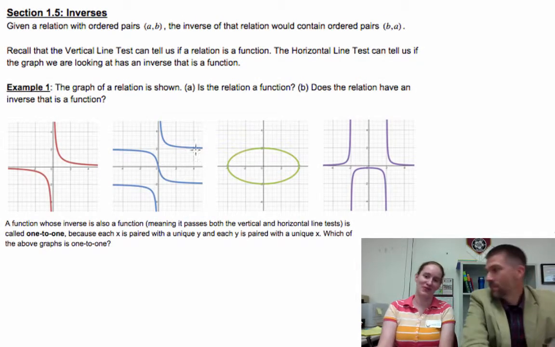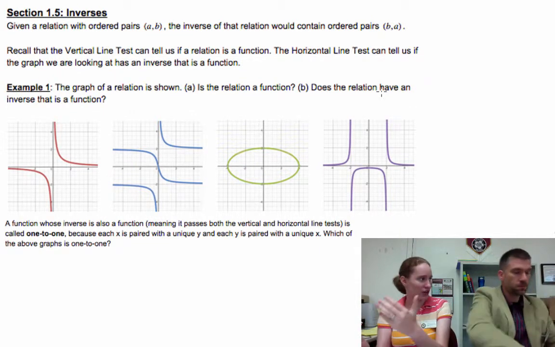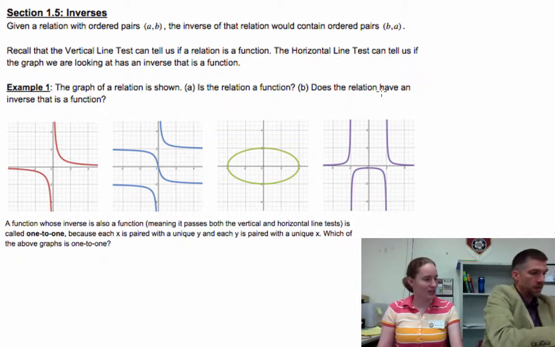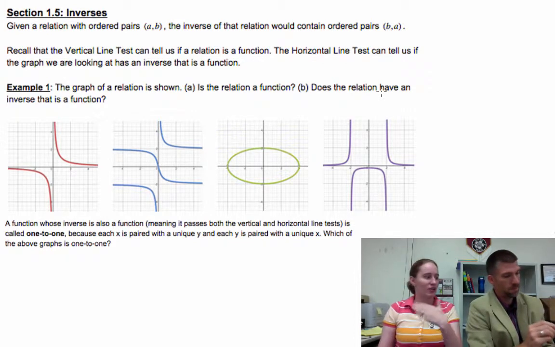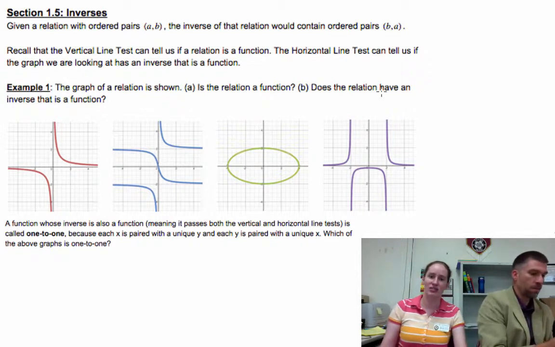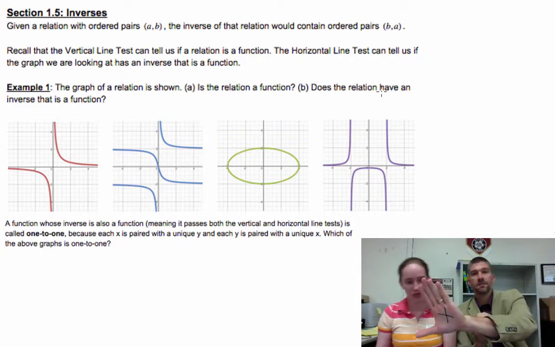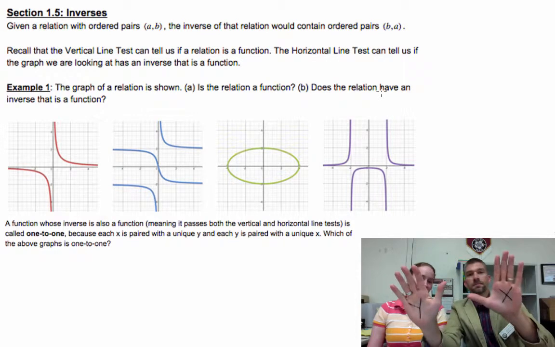Inverses. Section 1.5. A relation in general may or may not have an inverse. Or actually, all relations have inverses. But we know that some relations are functions, and so some inverses are also functions. All an inverse is, is all of the ordered pairs, taking x and y and making them this way.